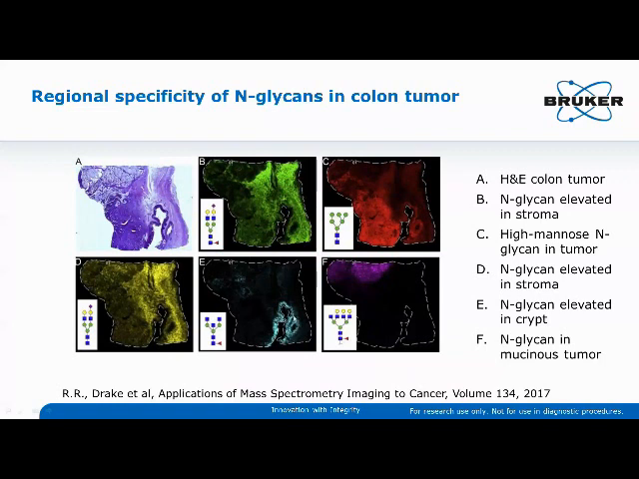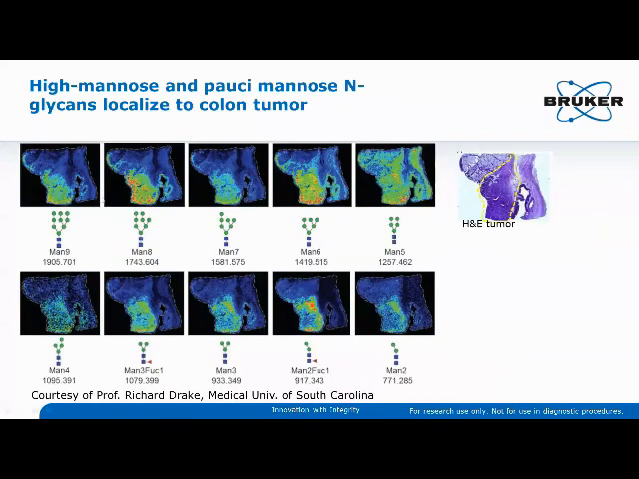N-glycan elevated in the crypt, panel E. And then panel F, a glycan specific to the mucinous tumor region. So there's some degree of specificity related to the inherent makeup of the glycan moiety, and that's seen and illustrated in a little more detail here, looking at just high mannose glycans.